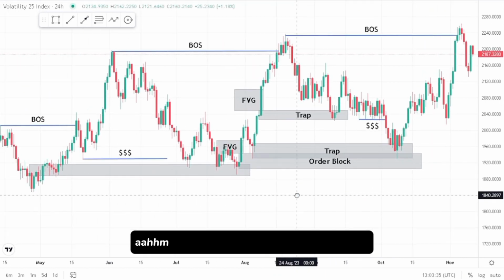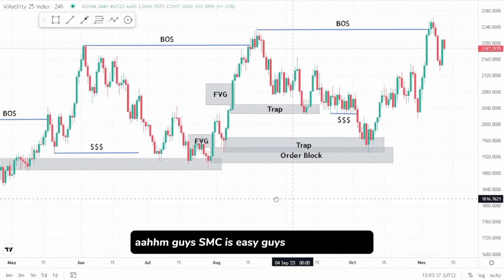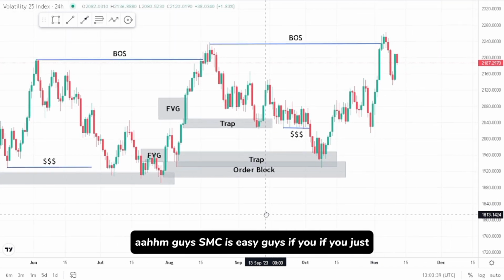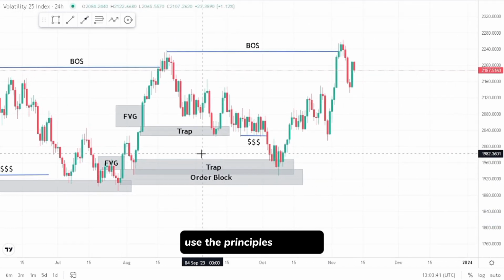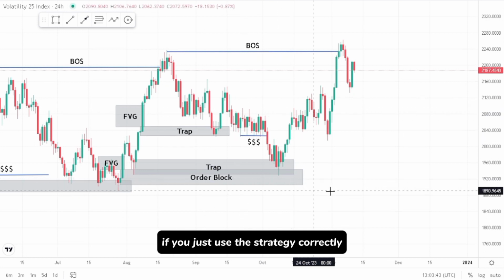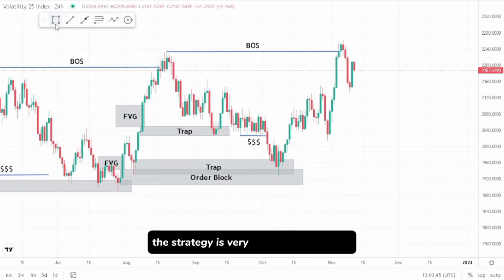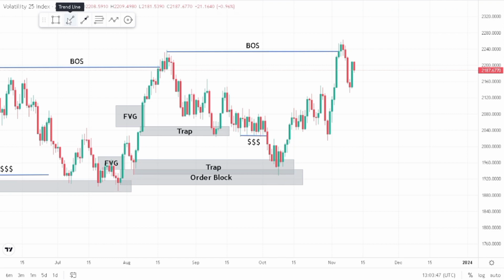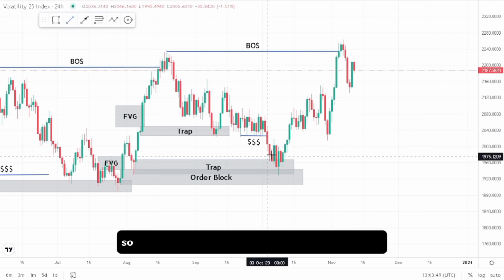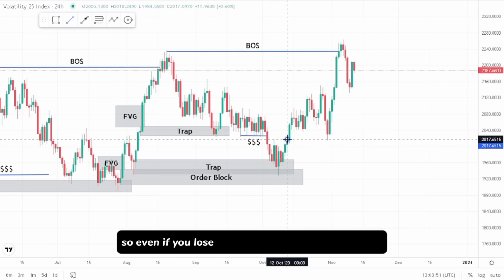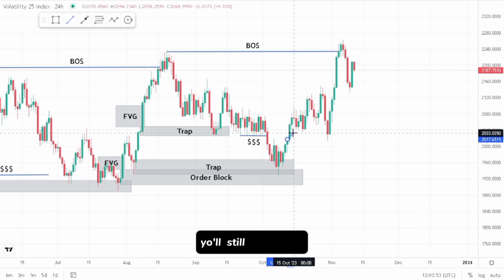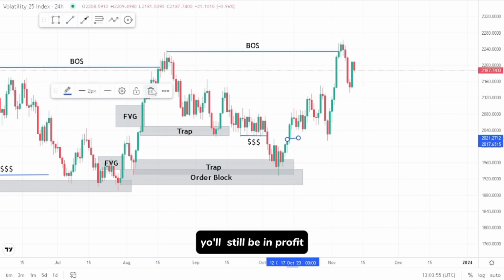Now guys, SMC is easy, guys. If you just use the principles correctly, if you just use the strategy correctly, this strategy is very, very profitable, guys. And you also have tight stop losses, guys. So even if you lose 50% of your trades and win 50%, you'd still be in profit.